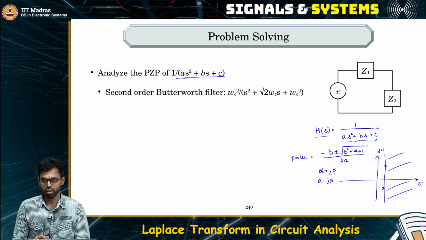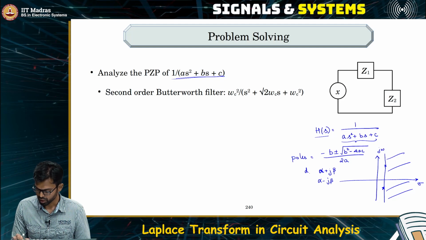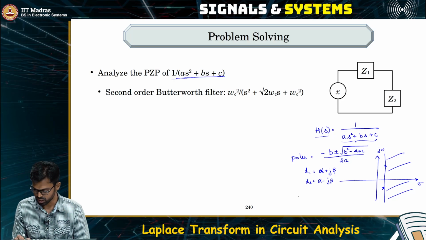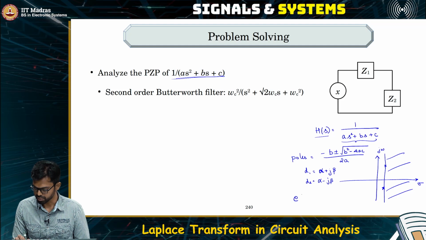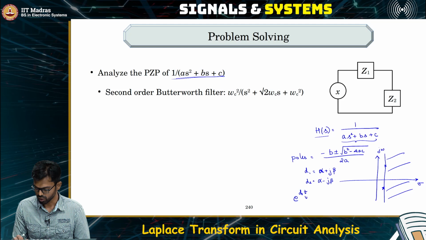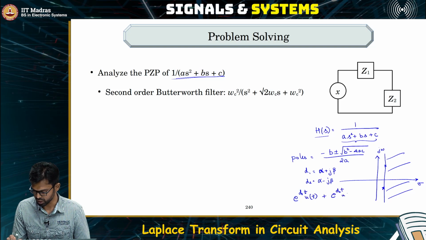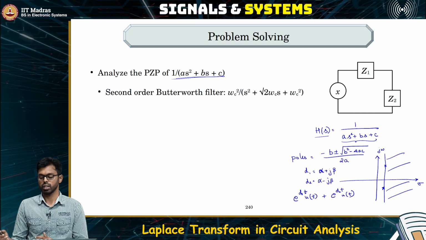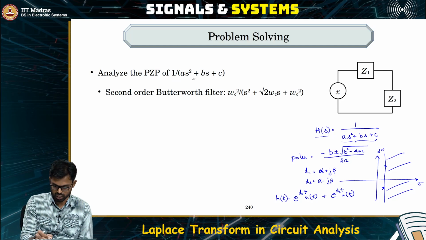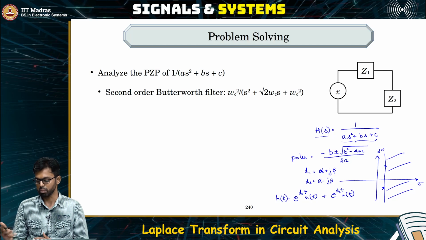From this, obviously we can find what will be the impulse response. How do you find it? If these are, let's say, d1 and d2, then the response is simply e power d1t u of t plus e power d2t u of t. And that's all. So the entire circuit, if the transfer function is given to you, we can so easily analyze this and then say what happens to this system.